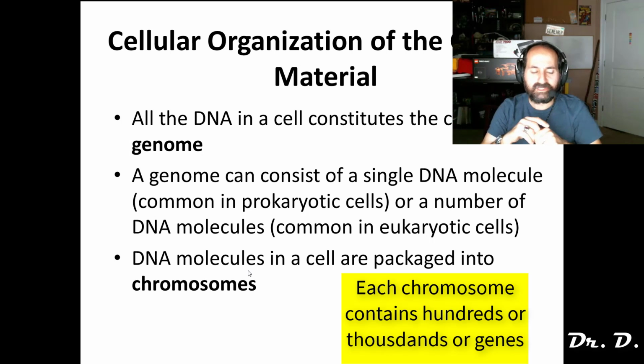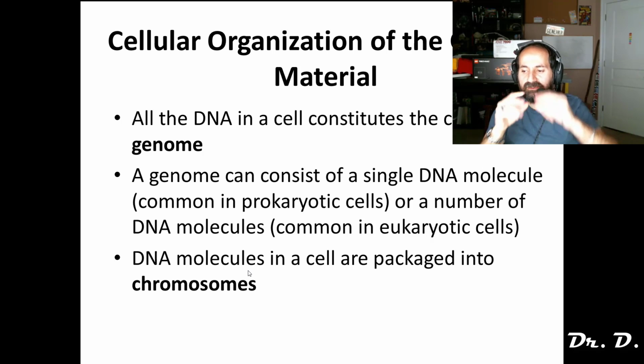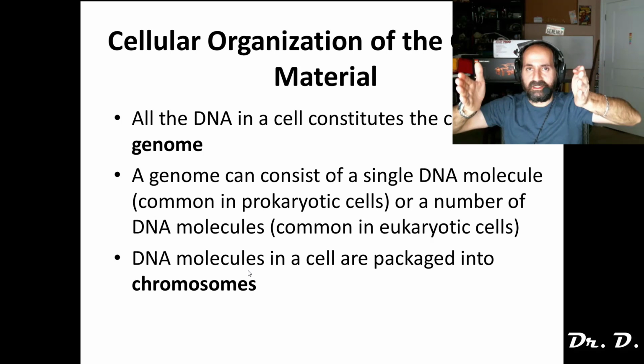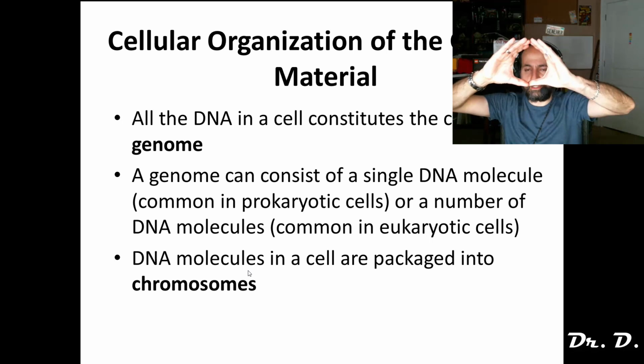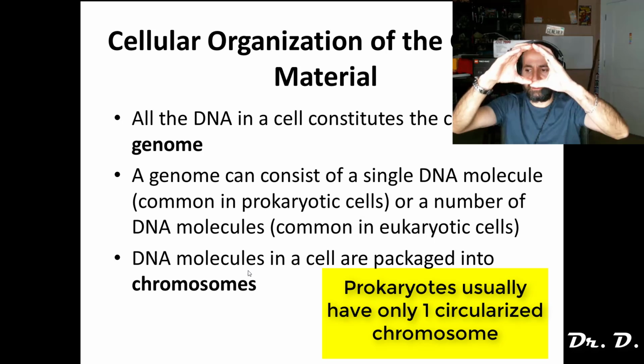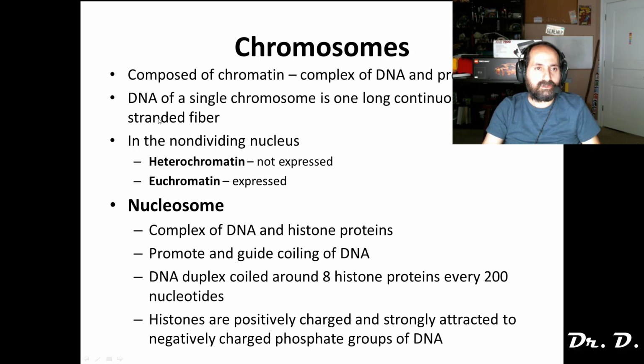Another thing to realize before we move on is that prokaryotes like E. coli or Salmonella usually have only one chromosome, and it's not a linear double-stranded chromosome with two ends, right? It's usually a circularized double-stranded DNA chromosome. Okay, so you have one circularized chromosome.